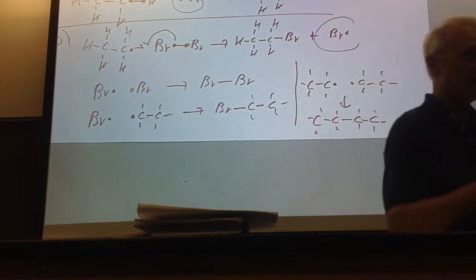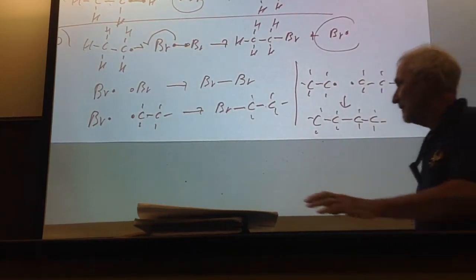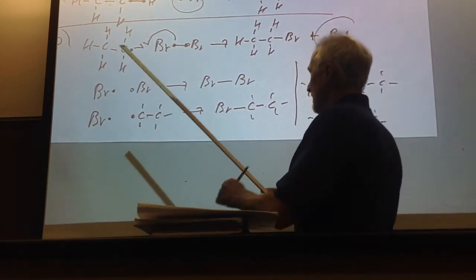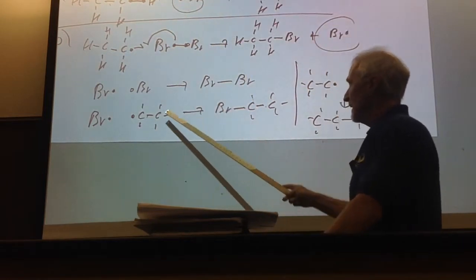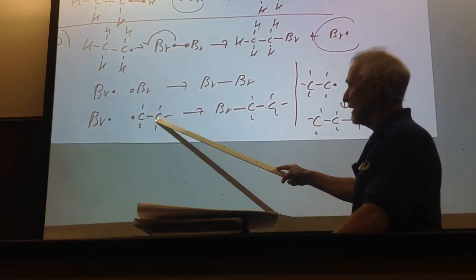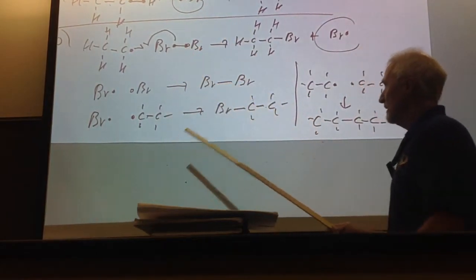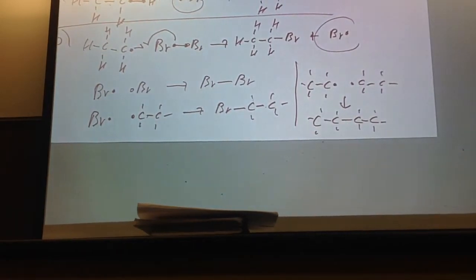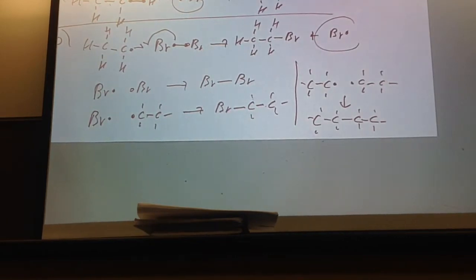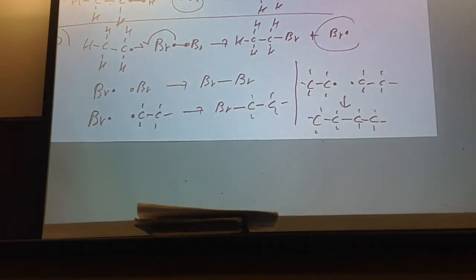And again, these radicals are present in tiny amounts, so most of the time they're not going to collide with each other. Most of the time, a bromine radical is going to collide with an ethane molecule because there's plenty of ethane. Most of the time, an ethyl radical will collide with a bromine molecule because there's plenty of bromine molecules. But the radical concentration is always tiny. So that's the mechanism. It's very, very useful. It's the only way that carbon-hydrogen bonds really react. Otherwise, it's free radical halogenation.